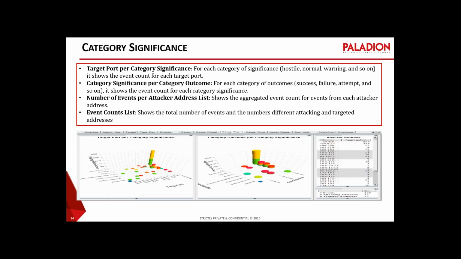Something similar is category outcome versus category significance. What is the category outcome, and what was the significance of that category? Let's say, for example, we have category significance as a scan and the outcome of that was success. That is definitely something that we'll have to look into, something that needs more investigation, and so on and so forth.